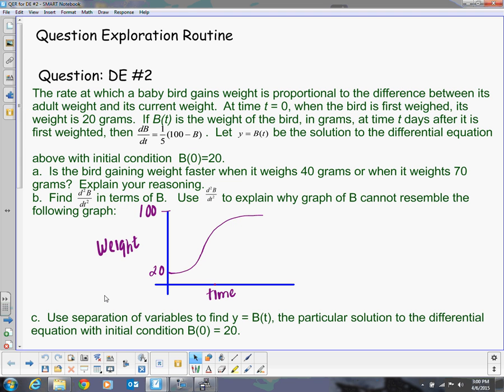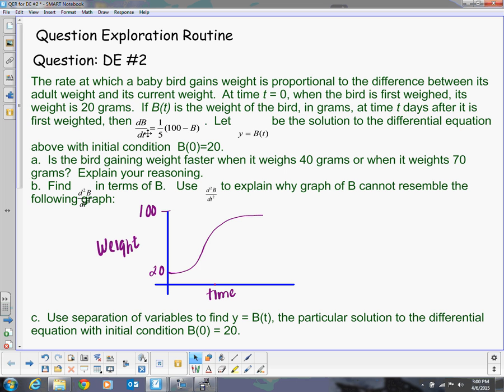Welcome to question exploration routine DE number 2. I'm choosing to do number 2 because it's a little bit different than your typical DEs. I think that you'll have a much easier time on most of them. This has some interesting pieces to it. So let's start to dissect what this question is asking and what it means.